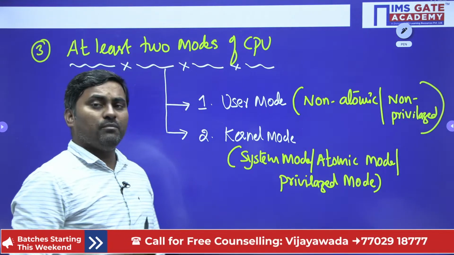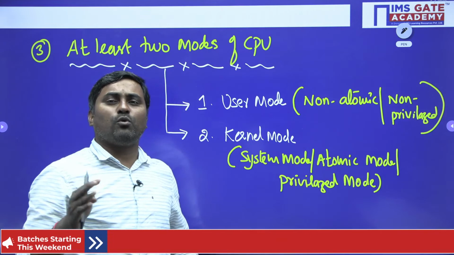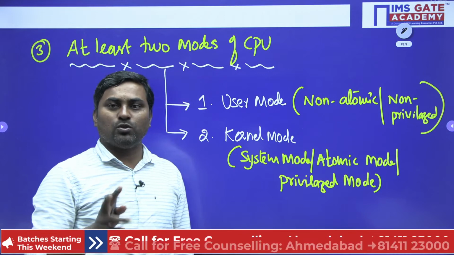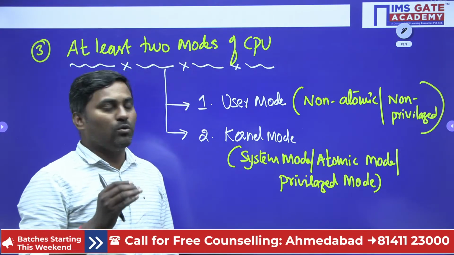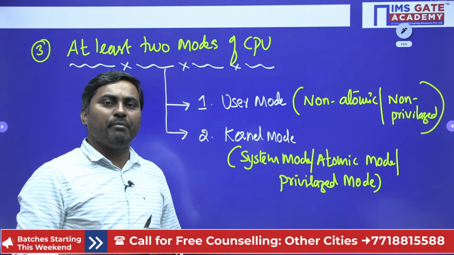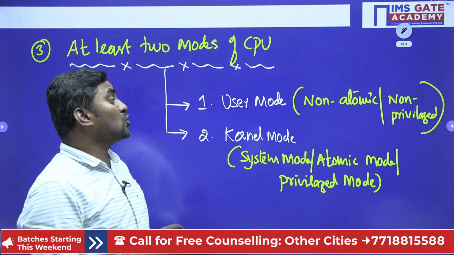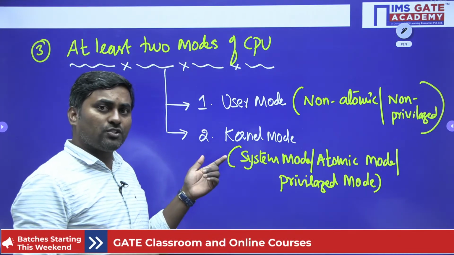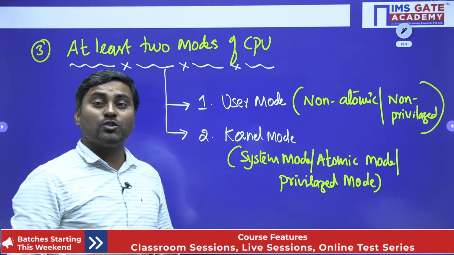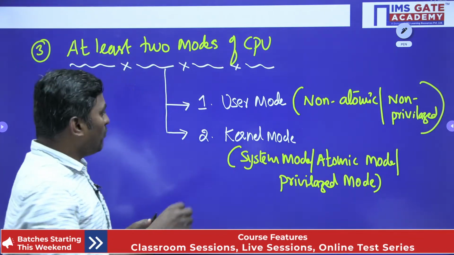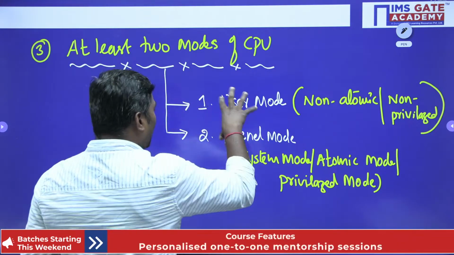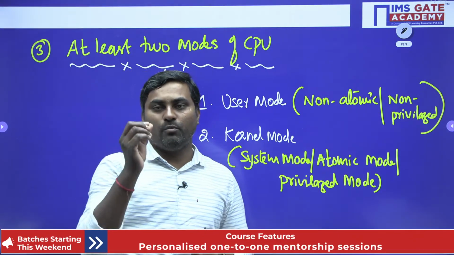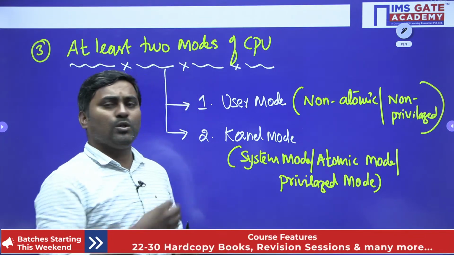What I am trying to say is, for the implementation of a multi-programmed operating system, the CPU should operate in at least two modes. One is user mode, the other is kernel mode. User mode is also known as non-privileged, non-atomic, non-supervisory mode. Kernel mode is also known as system mode, privileged mode, atomic mode, or supervisory mode. Sir, what is the differentiation, what should we understand about these two modes? We'll observe clearly. Look at the statement clearly, I'll be writing also, you observe.